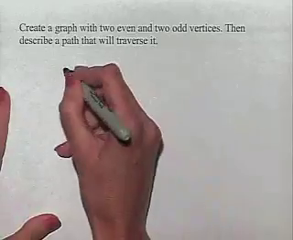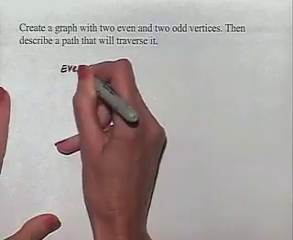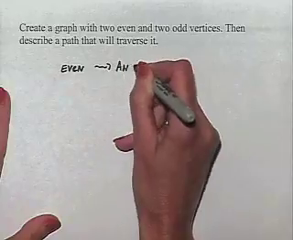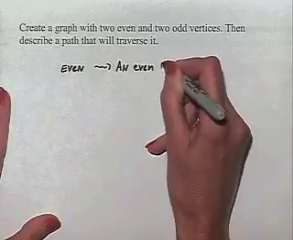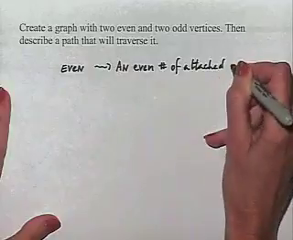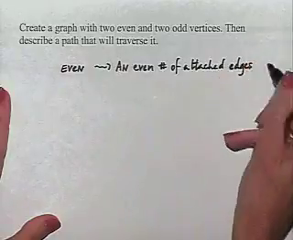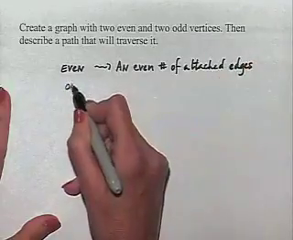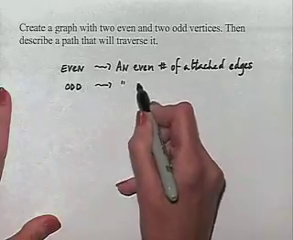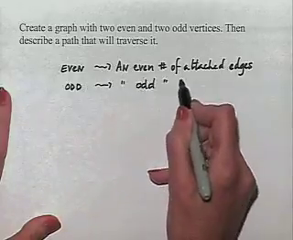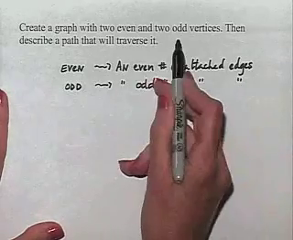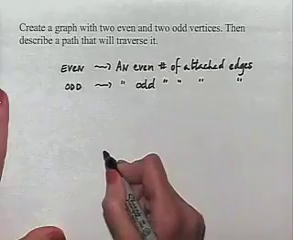Well, when we talk about an even vertex, what we mean is that there are an even number of attached edges. And so, as you might imagine, when we talk about an odd vertex, what we mean is that there are an odd number of attached edges. Now, we want a graph with 2 even and 2 odd vertices, which means we're going to have 4 vertices.